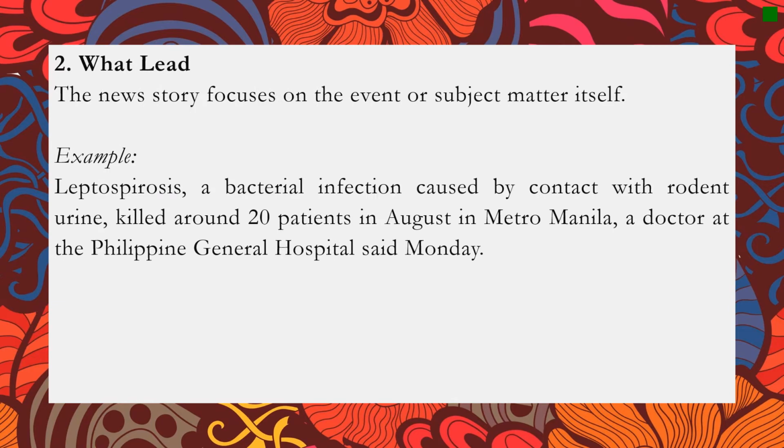The next type of summary lead is the what lead. This means that the news story focuses on the event or subject matter itself. Let's look at the given example. Leptospirosis, a bacterial infection caused by contact with rodent urine, killed around 20 patients in August in Metro Manila, a doctor at the Philippine General Hospital said Monday. In this lead, the focus is on the subject matter, and that is leptospirosis.